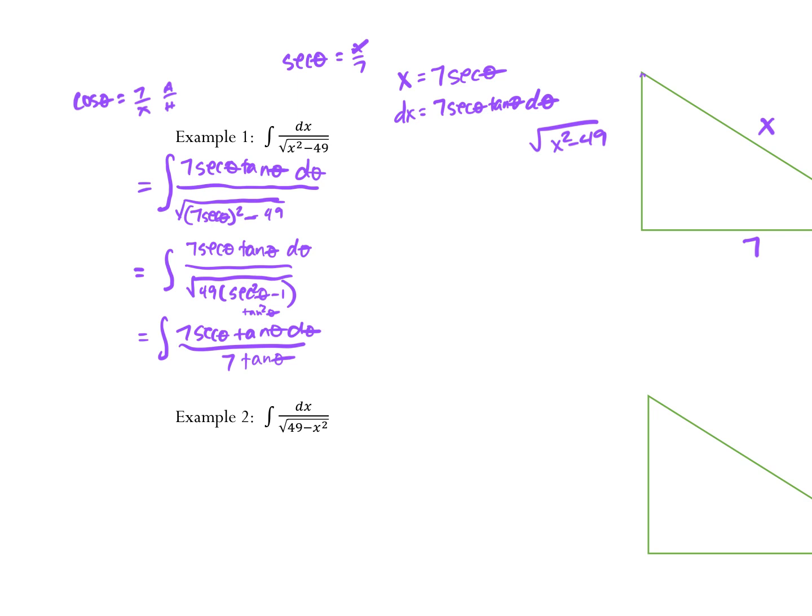How are we feeling? Anybody see anything that makes this easier? Yes. The 7 and the tangent cancel, so really this has now become, we are integrating the secant of theta d theta, which is way easier to integrate than, does anybody remember the integral of secant?